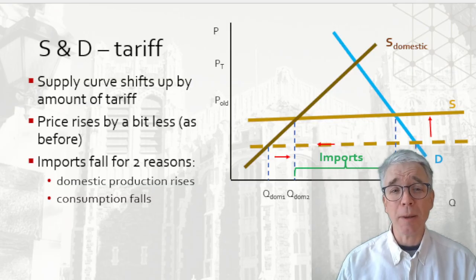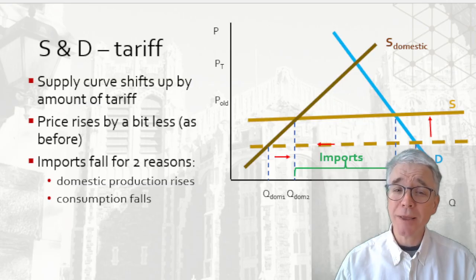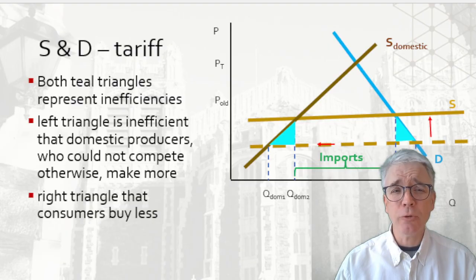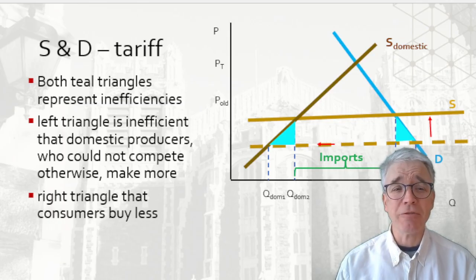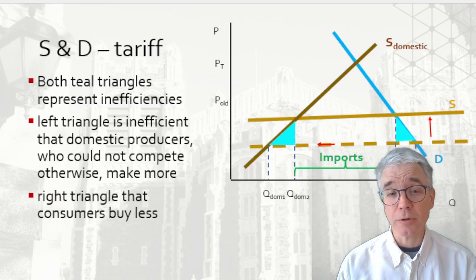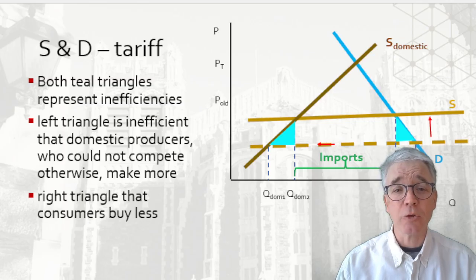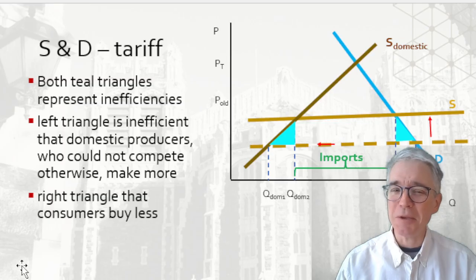Forecasting the new amount of imports after the tariff now requires both an estimate of demand elasticity, but also supply elasticity for domestic producers. Now, there are two sources of inefficiency here, shown by the two teal-colored triangles there. The one on the left is the inefficiency that domestic producers, who could not otherwise compete in the global market, are making this product. The triangle on the right is the inefficiency from consumers being deprived of the opportunity to buy this yummy product.